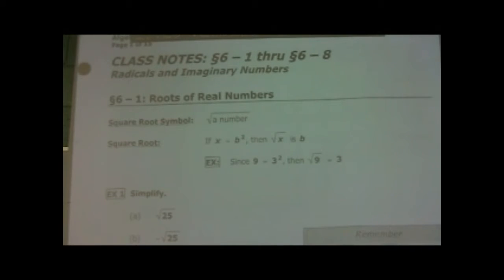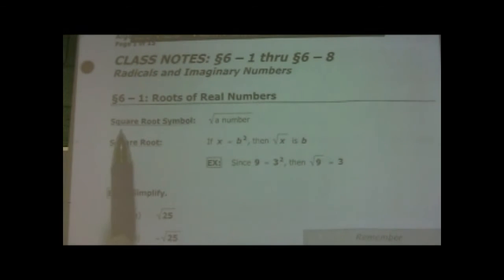All right, the topic for the day today is roots of real numbers. When you hear the word root, maybe you think of square root, and that is one type of root, and we are going to cover that today. So here I've got a square root symbol, looks like this. A number goes underneath it, all right? And here's what it means.